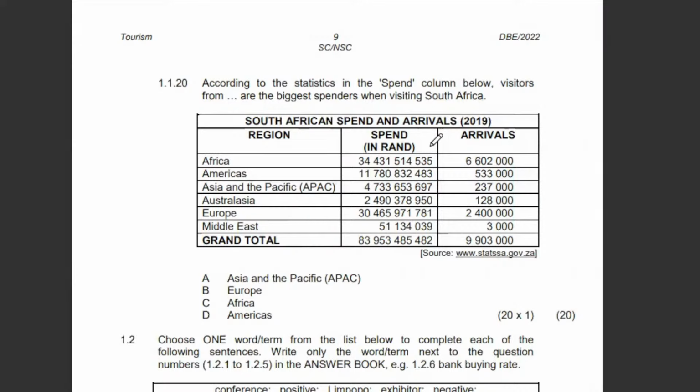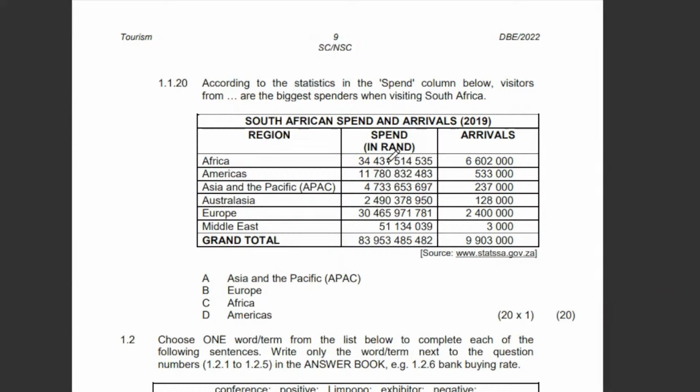Then in the second column, you can actually come across the amount of rands spent by each region. So when you look at Africa there, actually 34 billion was spent by travelers from Africa. Then we had 6 million arrivals. Then if you look at America, we have 11 billion. Then we have Asia in the Pacific, 4 billion. Then Australasia, 2 billion. Europe, 30 billion.